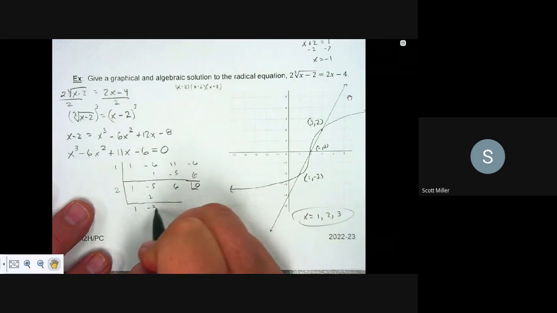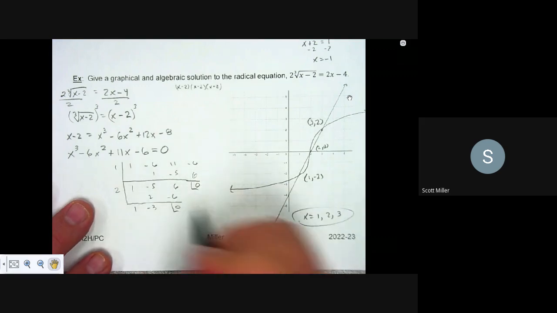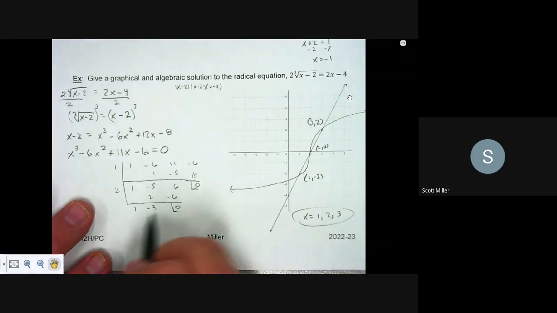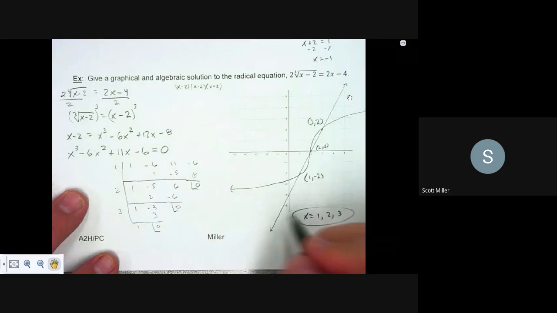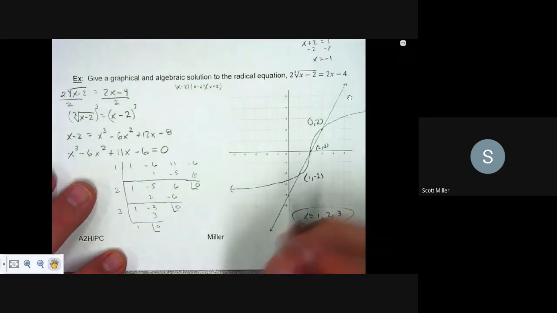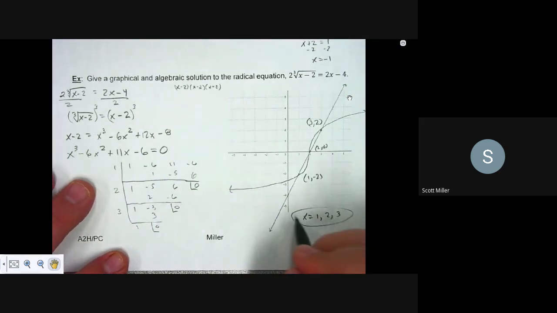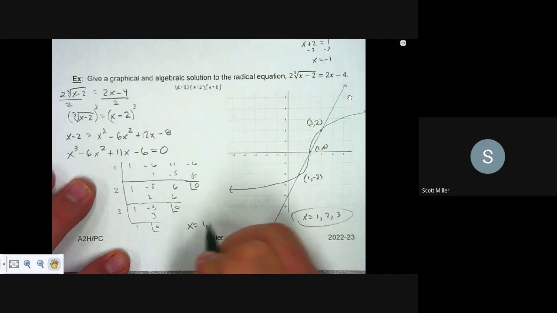This is a negative 3. This is negative 6. Sure enough. And then we already know this is the last factor. And we can see clearly that 3 is going to be the other choice. And so there's my 3 solutions right there. And we know they're true from the graphing technique we did over here. So once again, we have x equals 1, 2, and 3.